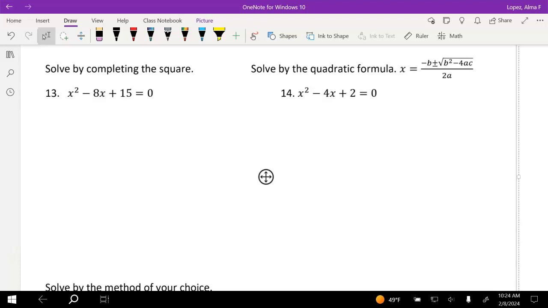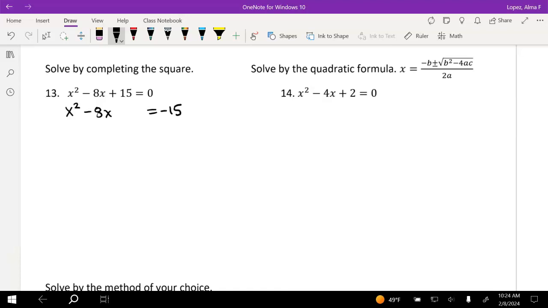1. Make sure that it is in standard form. It is, so we keep going. Step number 2, we're going to move the constant over to the other side. But I got to leave this space open. So we get negative 15 when it gets moved over.